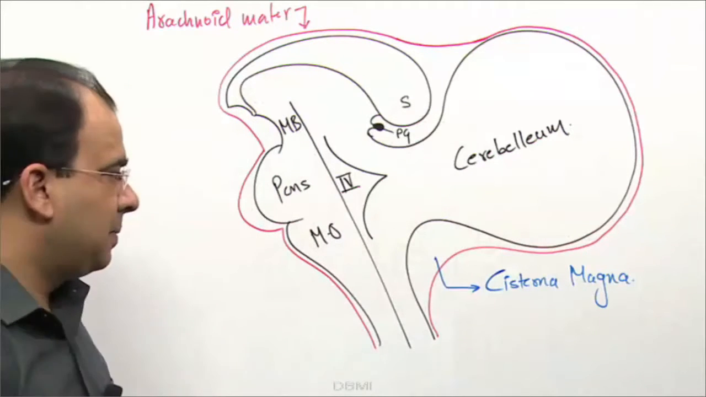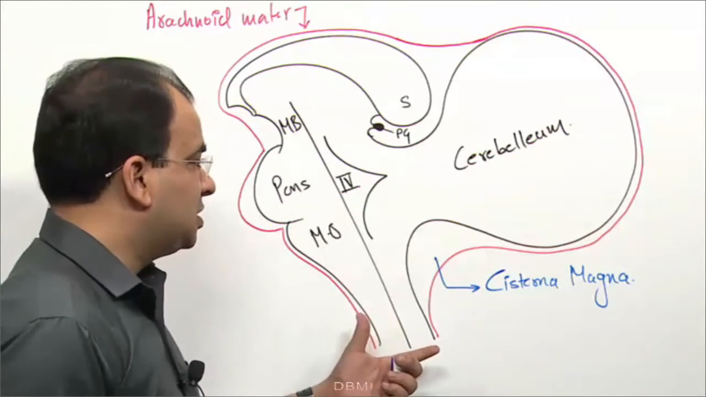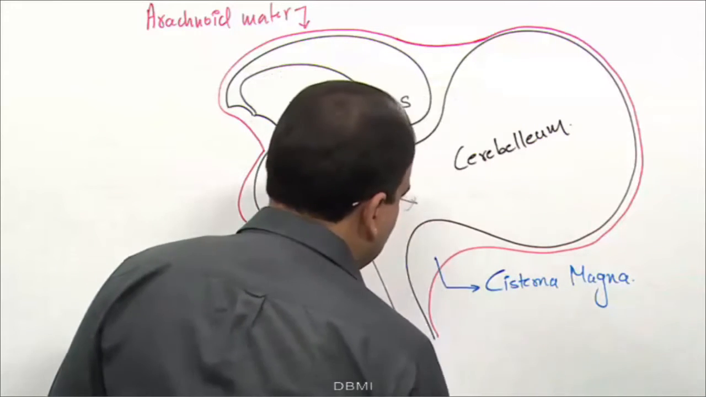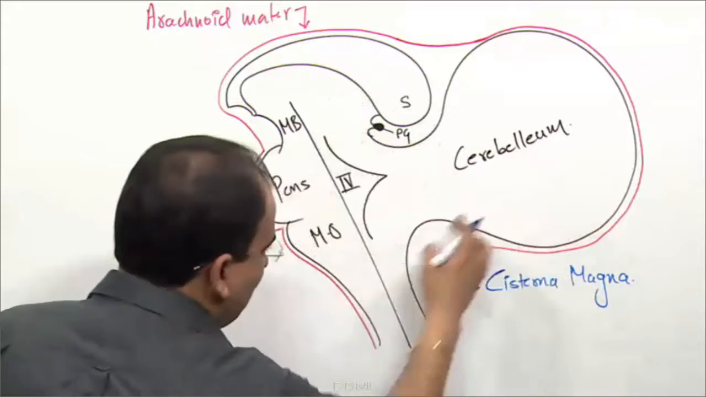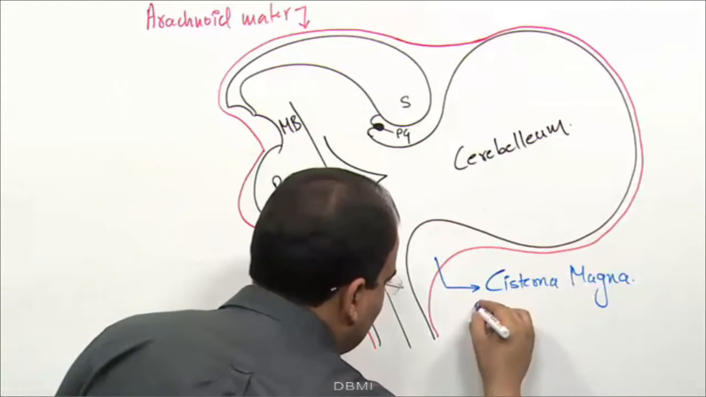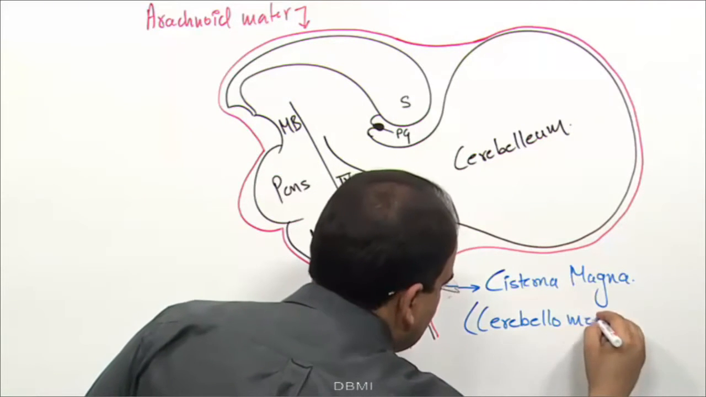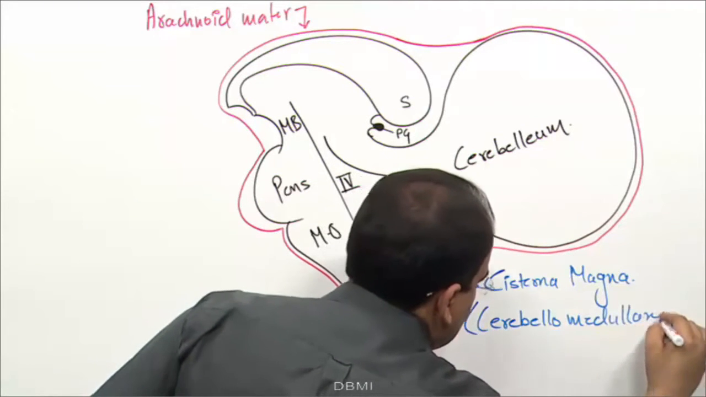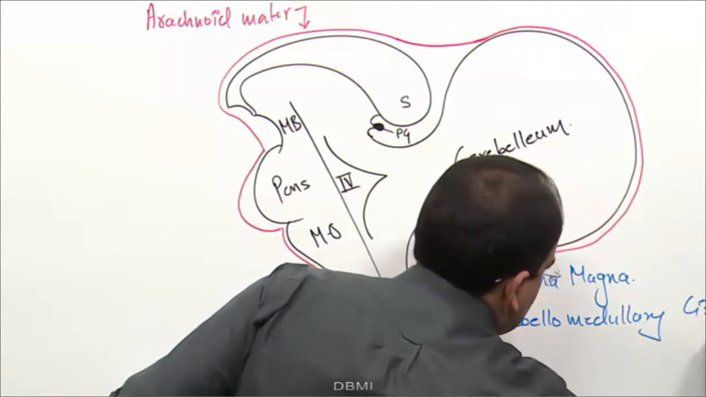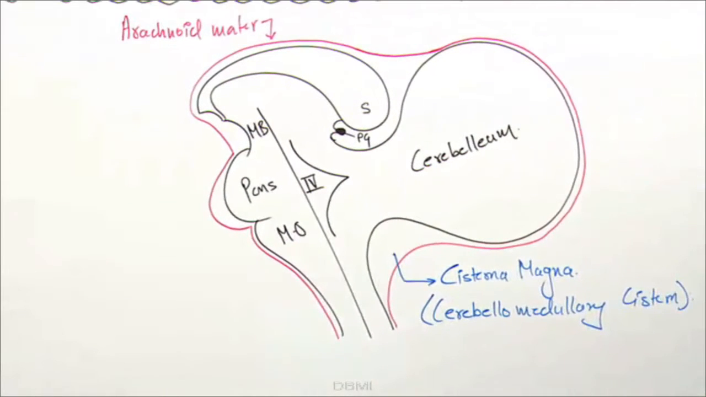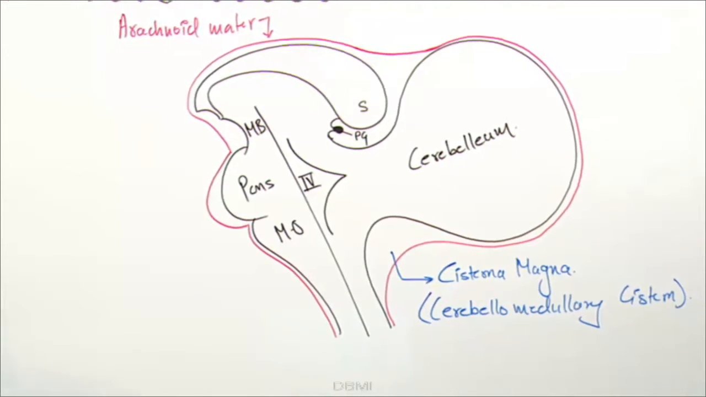Cisterna magna. The largest cistern, so we call it the cisterna magna. Now cisterna magna is present between the cerebellum and medulla oblongata if you see, so it is also called cerebellomedullary cistern. Now this is the largest cistern.